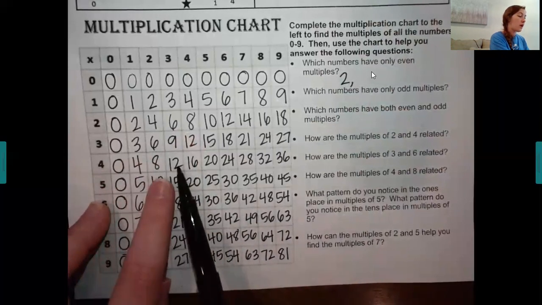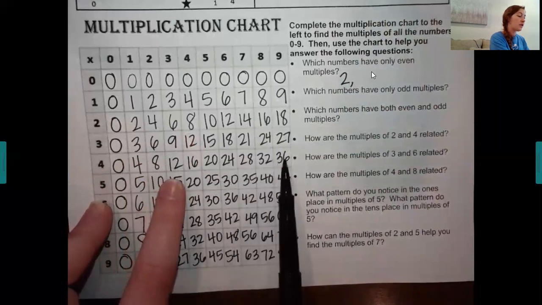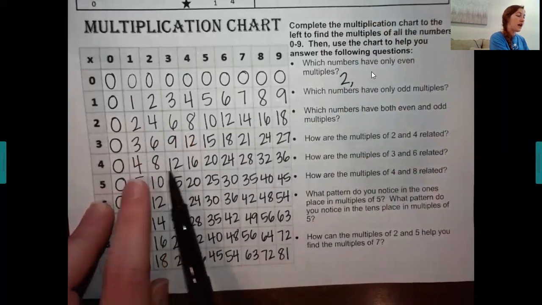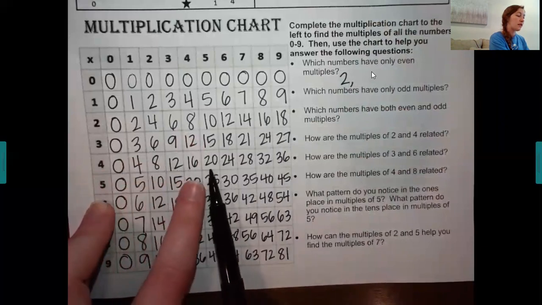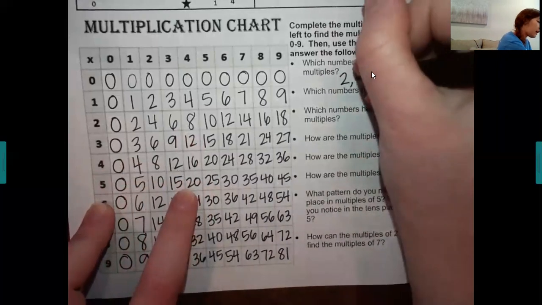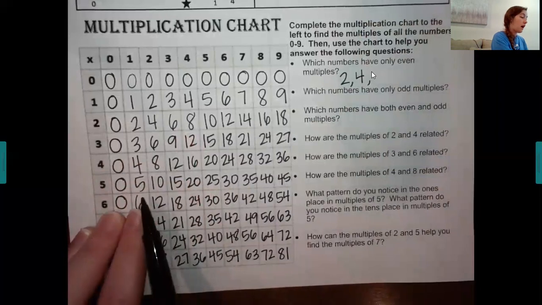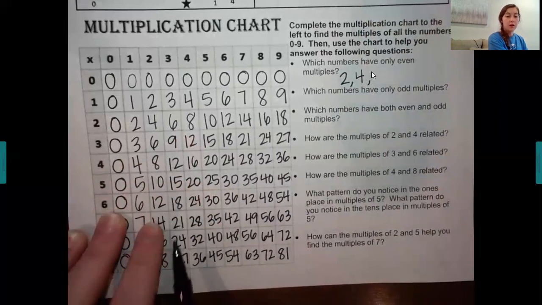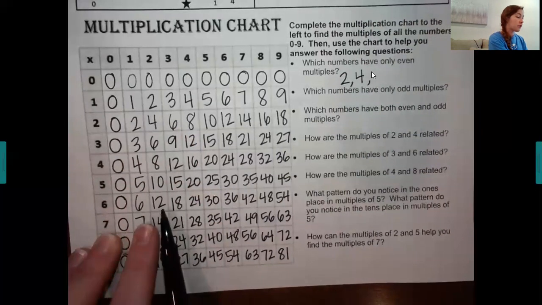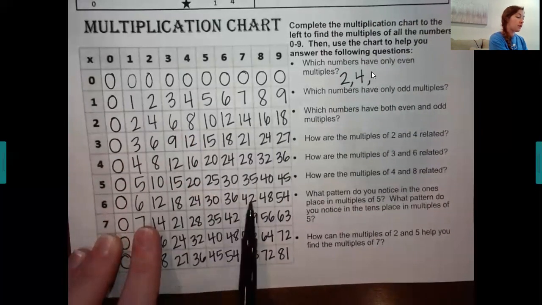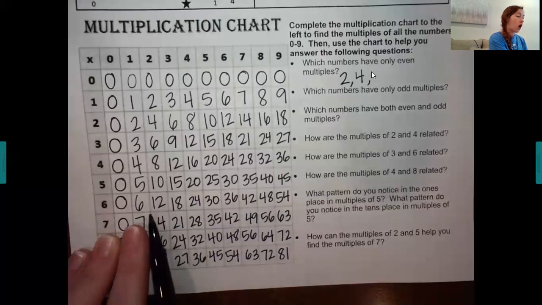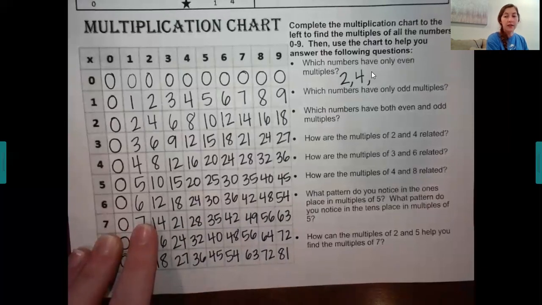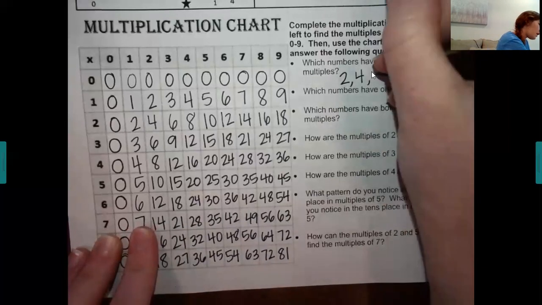4, 4, 8, 12, 16, 20, 24, 28, 32, 36. All of these numbers end in even numbers, 2, 4, 6, 8, or 0. So that would work. 5, I have 5, 10, 15. 5 is an odd number, so that can't work. 6, 6, 12, 18, 24, 30, 36, 42, 48, 54. All of these end in a 2, 4, 6, 8, or 0. So all of these are even.